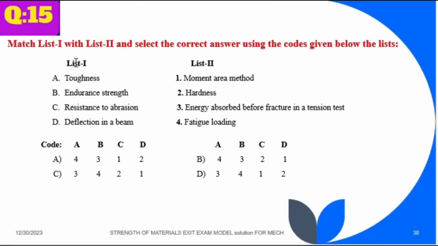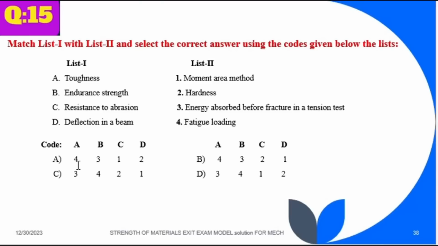Question number 15. Match list 1 with list 2 and select the correct answer using the code given below the lists. Here we have list 1: toughness, endurance strength, resistance to abrasion, deflection in a beam. And list 2: moment area method, hardness, energy absorbed before fracture in a tension test, and fatigue loading. So we are asked simply to match the term with its meaning. Here we have codes A, B, C, D. Which one is matched correctly?